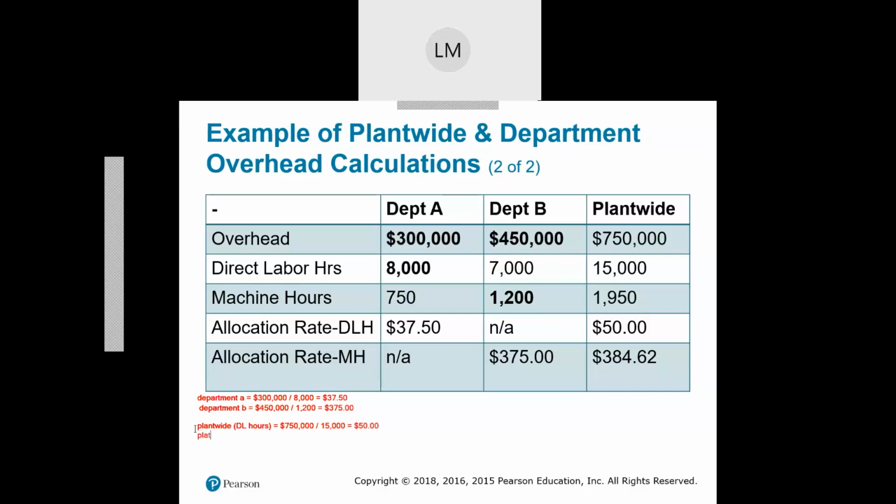Now let's take a look at the plant-wide rate based on machine hours. And I'm just going to abbreviate it MH. So we're going to take that same 750. 750 divided by how many machine hours do we expect to use in the next year? 1,950 machine hours. And when we take 750,000 divided by 1,950 machine hours, we get a rounded rate of $384.62.